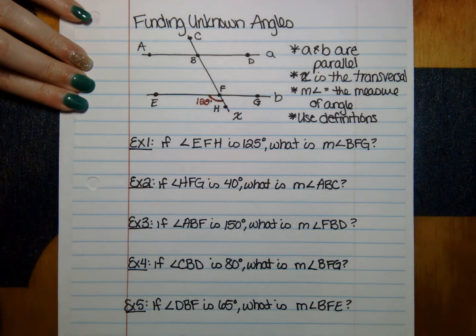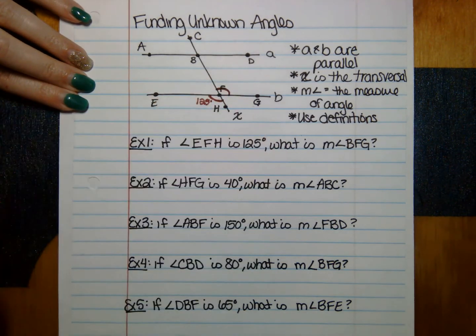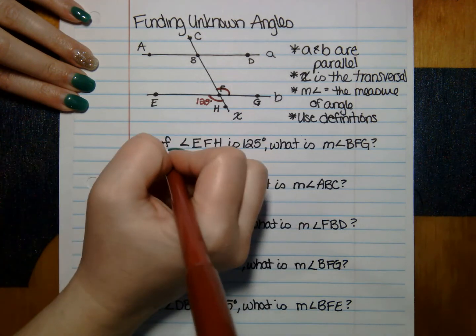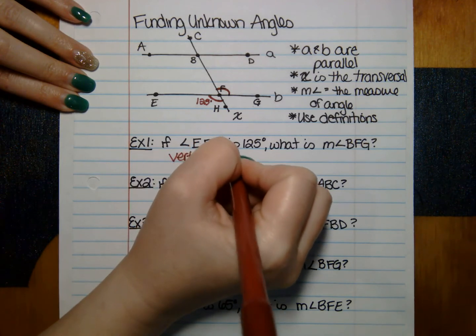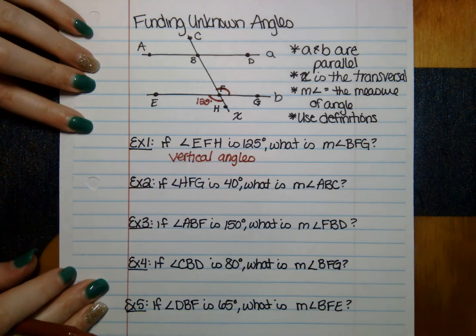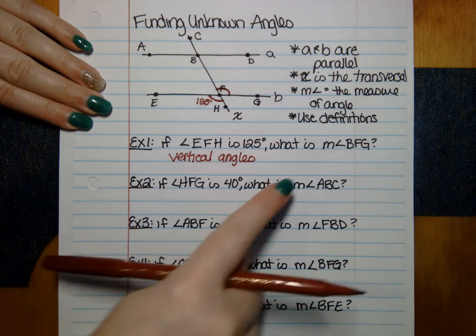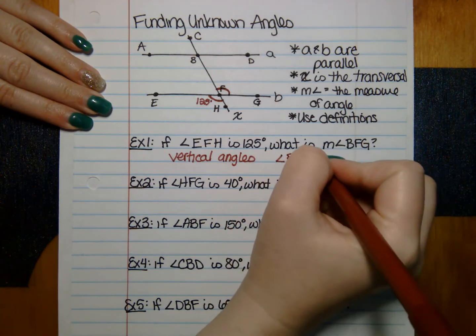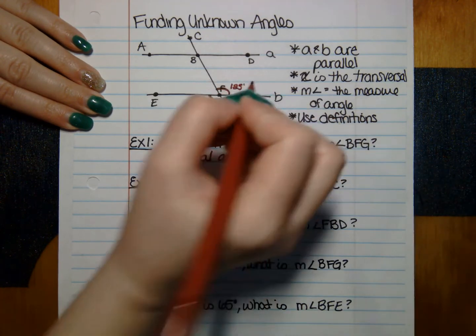What is the measure of BFG? So it wants to know what this measure is. If we recall from our previous lesson, these two angles are what we call vertical angles. And because they are vertical angles, we know that they must have the exact same measure. So angle BFG is also going to equal 125 degrees.